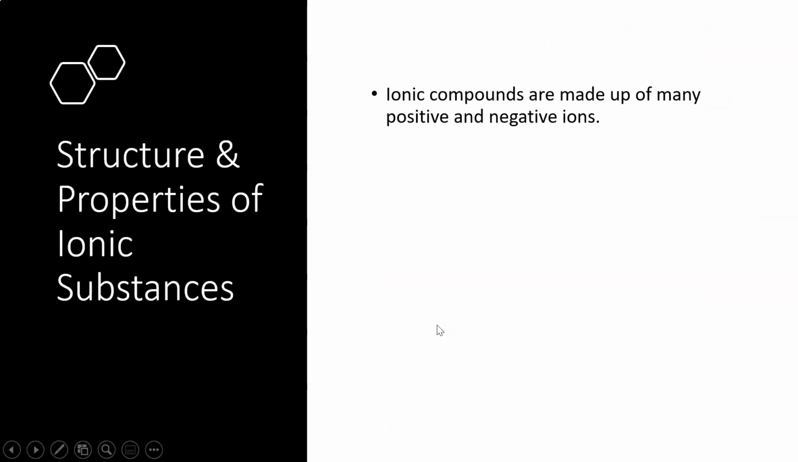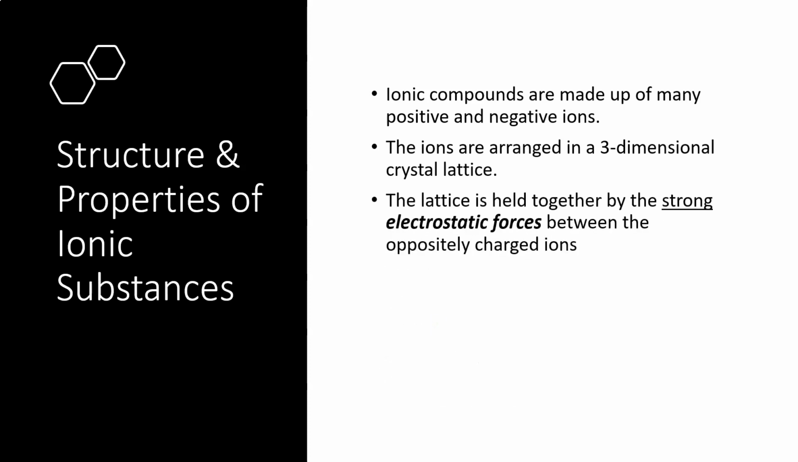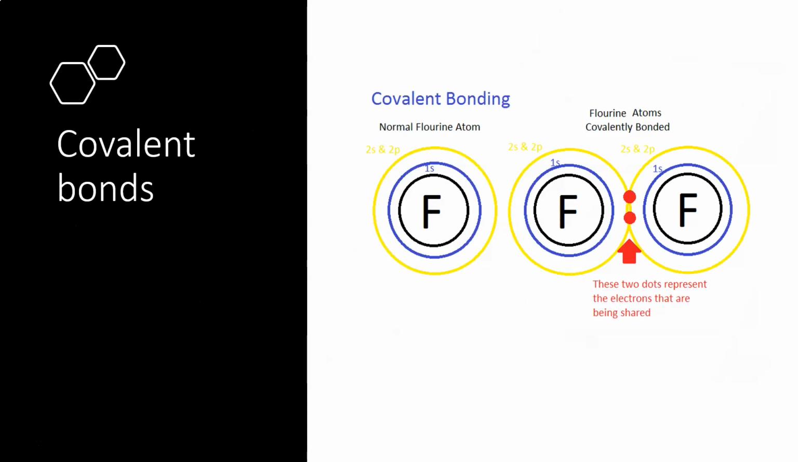Okay, so the structure of our ionic substances. They're made up of positive and negative ions. They will be in a 3-dimensional shape, which we often think of as 2 dimensions on the screen, but they're actually 3-dimensional. They form a lattice held together by an electrostatic force between the oppositely charged ions. The ions in the lattice are packed really tightly together, so the ions with the same charge are kept as far apart as possible, to minimise the repulsion between two of the same.